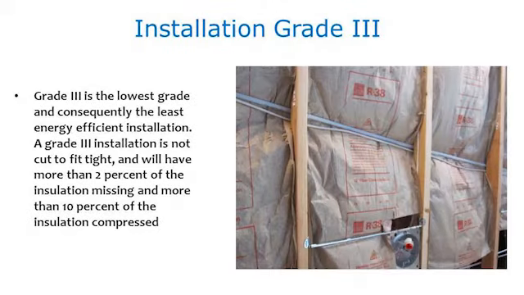Grade 3 is the lowest grade and consequently the least energy efficient insulation installation. A grade 3 installation is not cut to fit tight and will have more than 2% of the insulation missing and more than 10% of the insulation compressed.